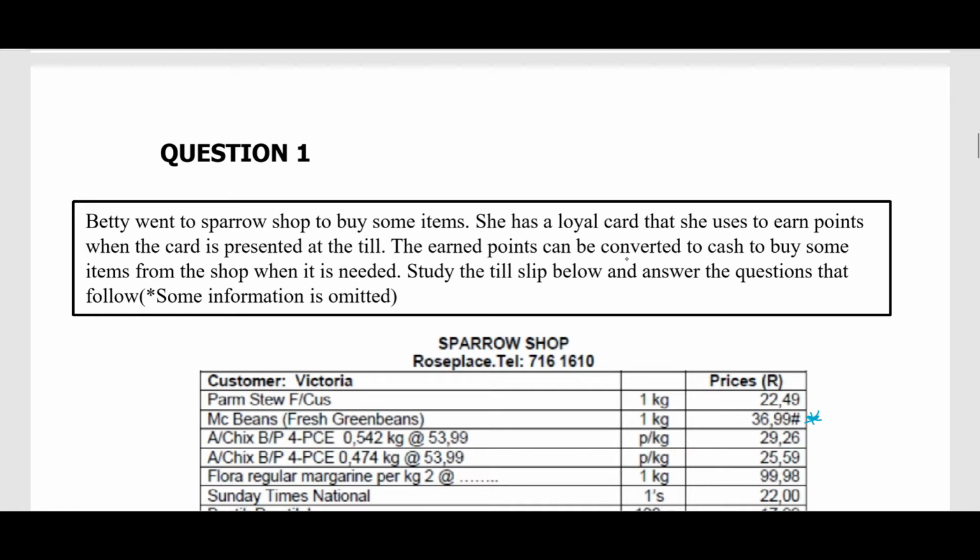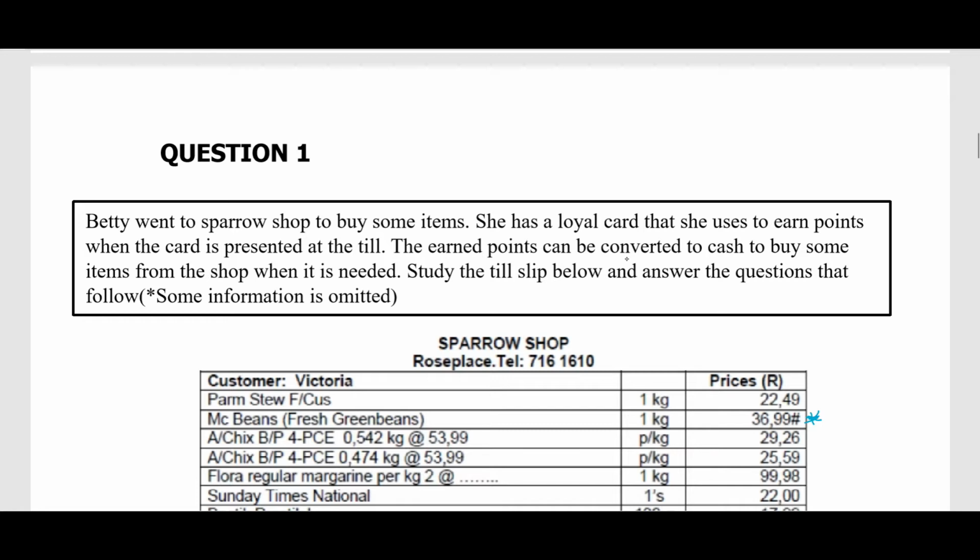I'm sure you all know about loyalty cards. Those cards you get from your stores, such as grocery shops or clothing shops. They give you those cards, which are called reward cards, where when you buy, you get points. The more you buy, the more points you earn, to ensure that you're always buying from their shop. Now, the earned points can be converted into cash to buy some items from the shop when needed, right? So if you have enough points in your card, you can use your card to purchase some goods. So the points can act as your cash.